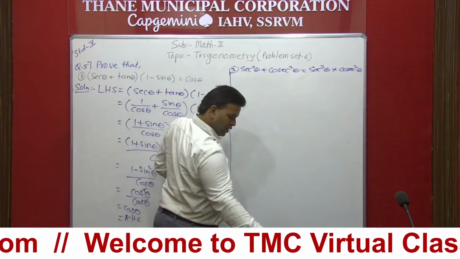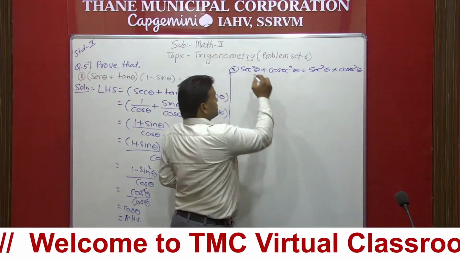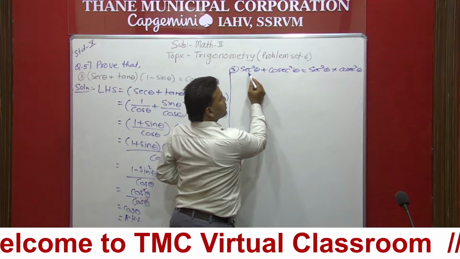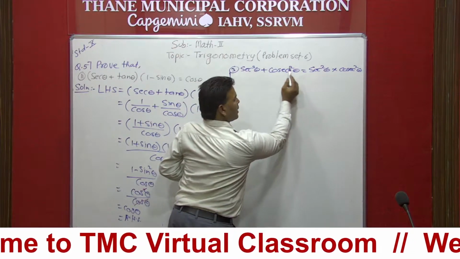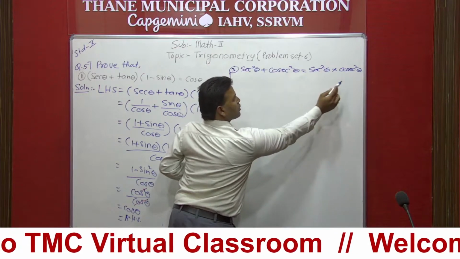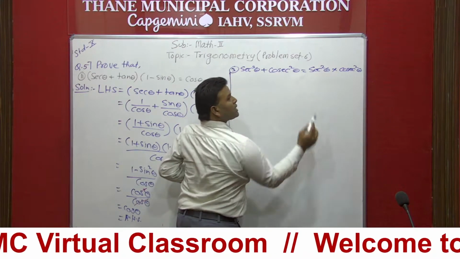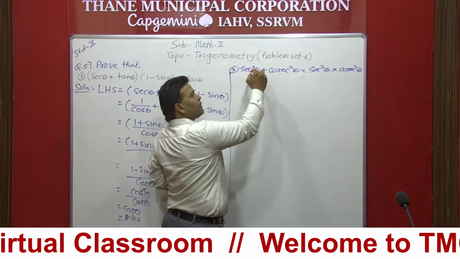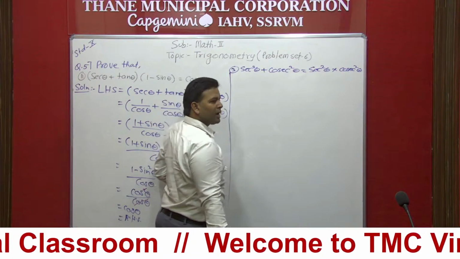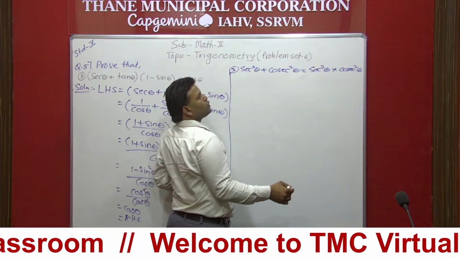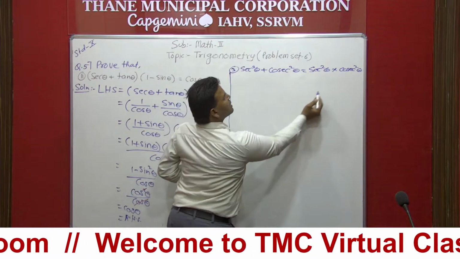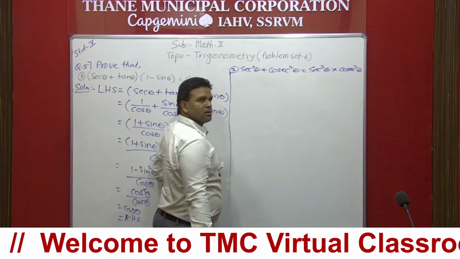Now here in the beginning of the question, see, terms are same: sec square theta, sec square theta; here we have cosec square theta, cosec square theta. The only difference is the sign. Here we have a plus sign and here we are having a minus sign. So what are we supposed to do so that this plus will get converted into the multiplication?